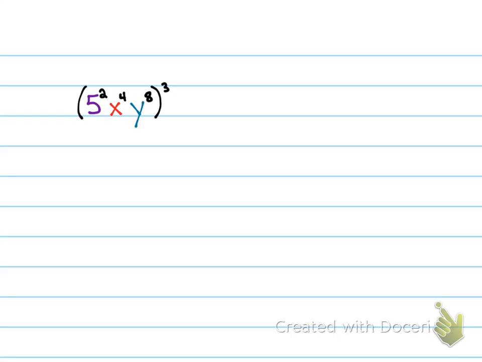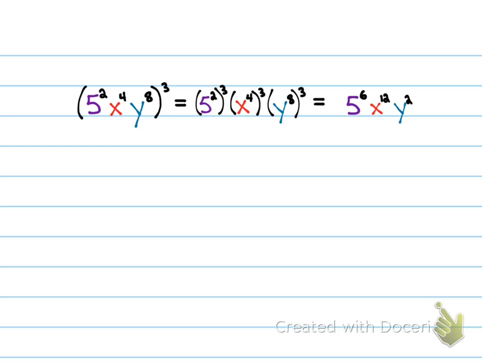Okay, well, we can continue doing this and continue using our rules to work with these coefficients. Don't be afraid of this 5 squared. We're going to continue following those rules. So we're going to give the power of 3 to each term in here. So I'm going to take 5 squared to the 3rd, x to the 4th to the 3rd, y to the 8th to the 3rd. And now we're going to fix all of these. So I've got 5 to the 2 times 3, that's 5 to the 6. X to the 4 times 3, which is 12, and y to the 8 times 3, which is 24. So I'm just using these power rules and distributing my power throughout the terms in the parentheses.